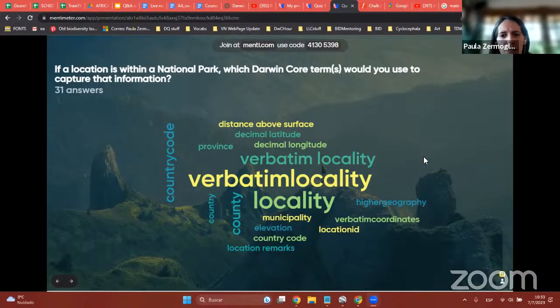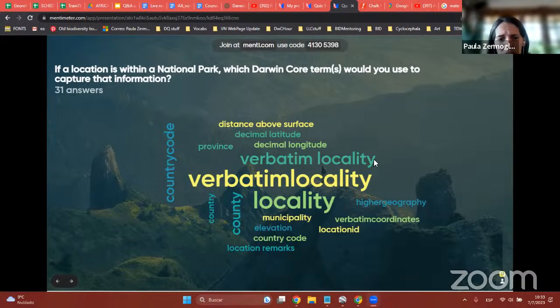Okay, so we have very different opinions here. So let's start with the most voted term, that is verbatim locality. We're going to assume, because I did not say it in the instructions here, that the location description says blah blah national park.